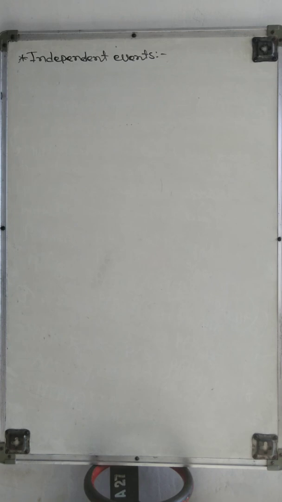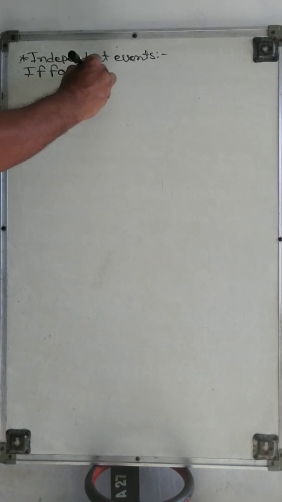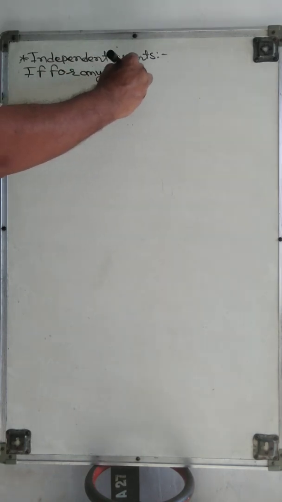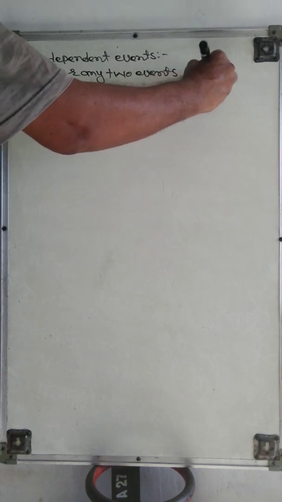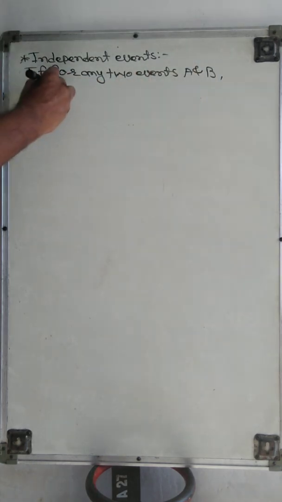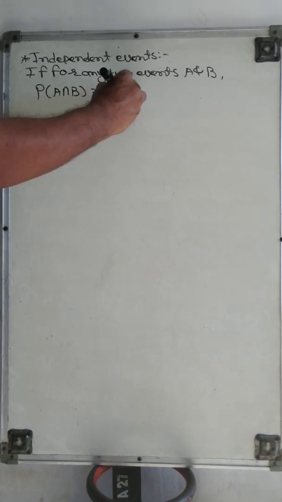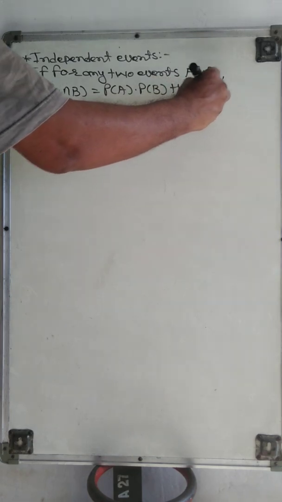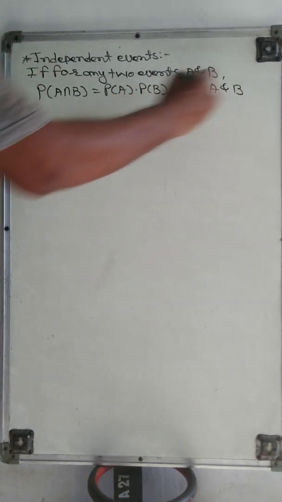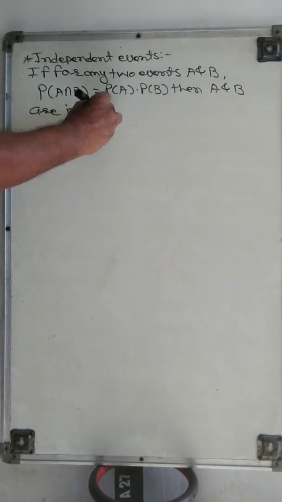Next topic is independent events. If for any 2 events A and B, P(A intersection B) is equal to P(A) into P(B), then A and B are independent events.